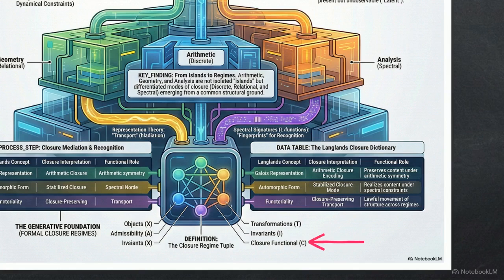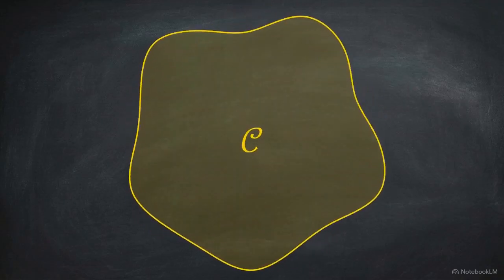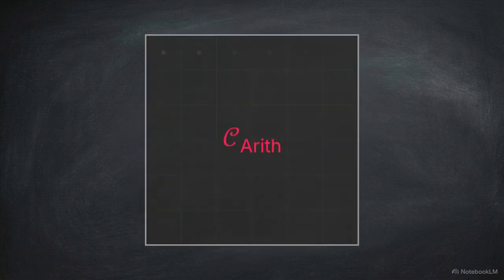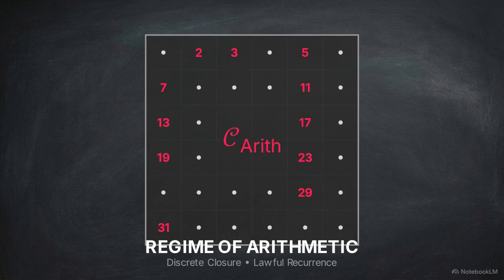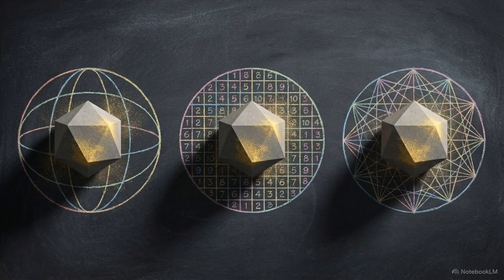Bounding the entire tuple is the closure functional, C, which serves as the operative principle of stability for the regime. Altering this functional generates different fields of mathematics. For example, a functional based on lawful recurrence produces the regime of arithmetic. The specific closure functional that stabilizes a local environment is the defining characteristic of a mathematical domain.